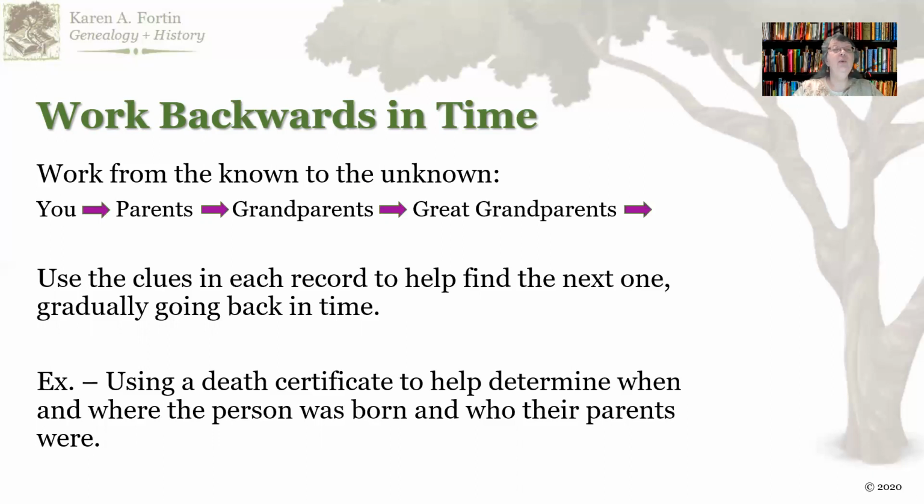The idea is to use the clues that you find in each record to help lead you to the next record, gradually working your way back in time. Eventually, you'll be able to research people that you previously knew very little about and to discover people that you didn't even know existed. For example, you may be able to use a death certificate to help you determine when and where that person was born and who their parents were. That will allow you to jump back to the next generation.